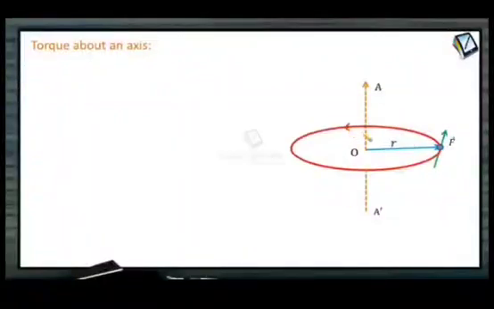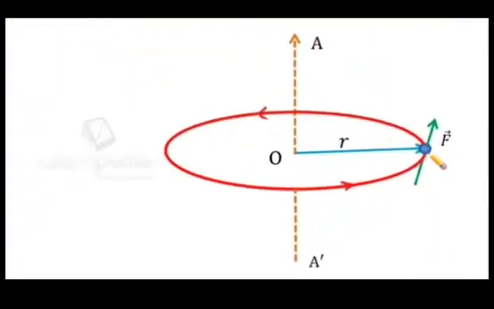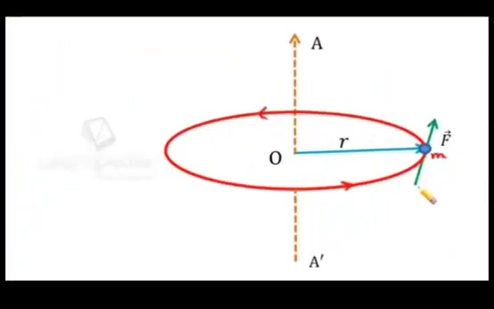Today we are going to see torque about an axis. Suppose we take a body moving in an anti-clockwise rotation like this. The body is of mass m. A force is applied on this body as shown, tangentially. So this is a tangential force.